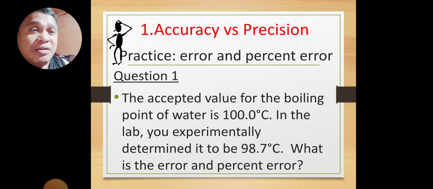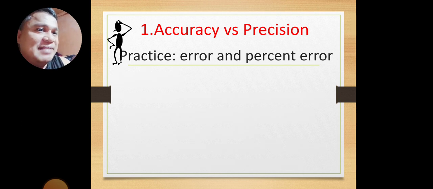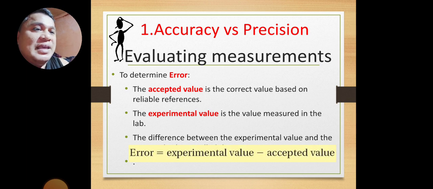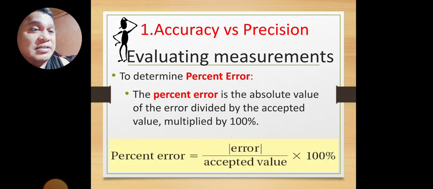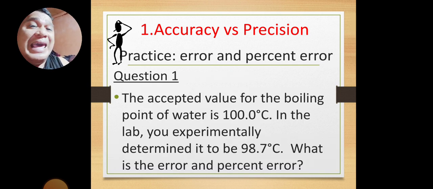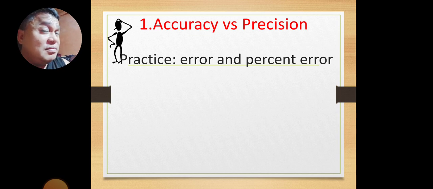Again, how to compute the error? Using that formula, and of course, the percentage error from the previous slide. Let's check. Experimental value minus accepted value for the error, and the percentage error is the error over accepted value times 100%. And that is your answer. You have to practice that one.